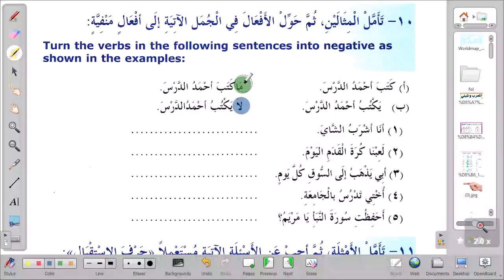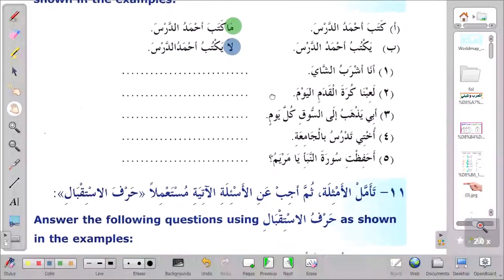Don't confuse them. Don't try to use la when you are trying to negate, for example, I didn't go there. If you say la zahabtu, that is not correct, right? So you say ma zahabtu. But if I'm saying I am not going at the moment, I would say what? La azhabu, right? Because the verb is mudari, right? So that's the simple thing he's trying to teach us here.